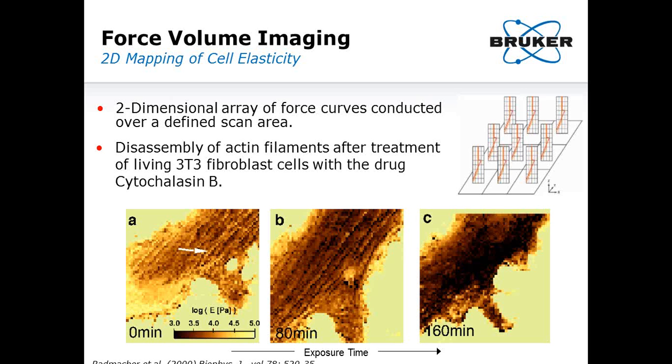At 80 minutes after the addition of cytochalasin, there's a decrease in the cell modulus, with the color scale appearing lower or darker than before. Then at 160 minutes after exposure, the modulus has decreased even further, and we clearly see very little variation in modulus across the cell surface, reflecting the disruption of the actin network.